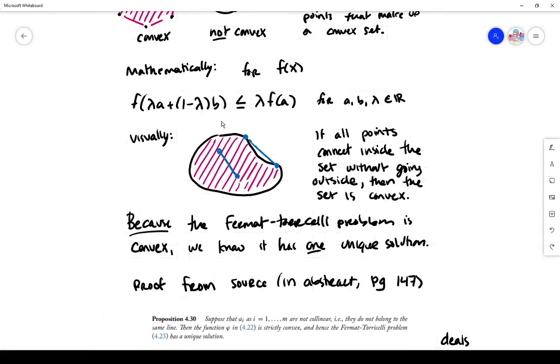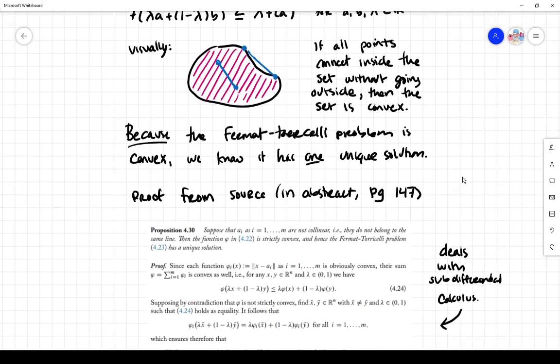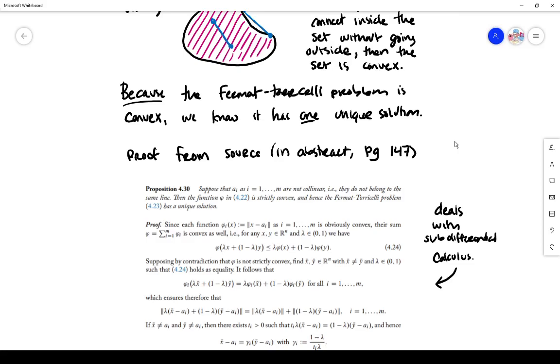This mathematical definition is going to be useful now, because the Fermat-Torricelli problem is convex. We will know that it has one unique solution.